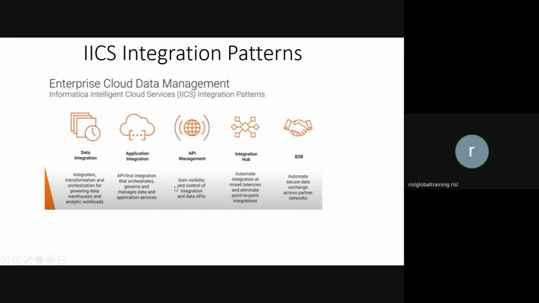If you want to create an API, modify an API, delete an API, such kinds of operations, we could do them by using what? API management. Integration hub will be used to automate integrations at mixed latencies and eliminate point-to-point integrations. And then B2B will be used to automate secure data exchange across partner networks.